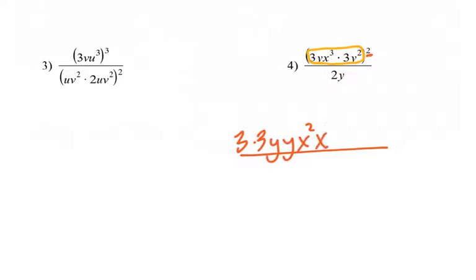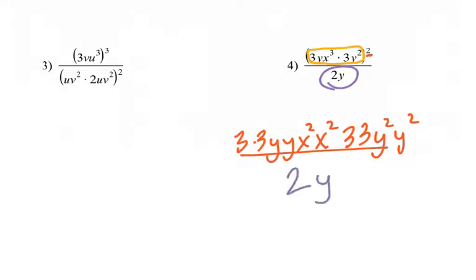Okay, for number 4, if the parentheses looked like this instead of the way they do, then everything would get the second power. But because of where the parentheses are, the only thing that gets the second power is what's inside those parentheses. So I always like to start with a new fraction bar, and all of the stuff in the parentheses I'm going to write twice. So I'm going to write 3 times 3, y times y, x to the second, and then 3 times 3, y to the second, y to the second. On the bottom, the denominator does not have any power, so it's just 2y.